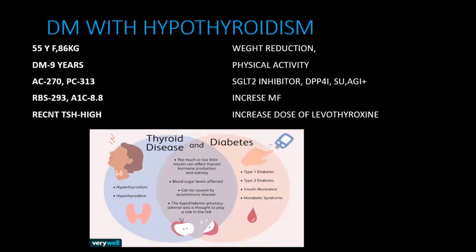DM with hypothyroidism. Suppose a 55-year-old with 86 kilo weight and DM for 9 years, recent TSH is high, AC 270, PC 313, RBS 293, and A1C 8.8. What should we advise? Weight reduction, diet and lifestyle changes, physical activity, SGLT2 inhibitors, DPP4 inhibitors, sulfonylureas, alpha glucosidase inhibitors, increase the metformin dose, and increase the dose of levothyroxine.